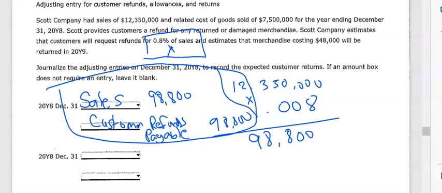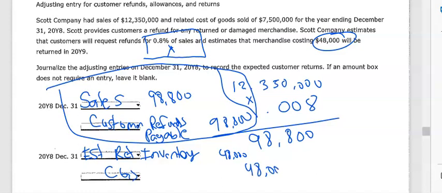So I'm going to have an estimated returns inventory, and they told me the amount is 48,000. So I'll debit 48,000. And then I need to also reduce the associated cost of goods sold. To reduce an expense is a credit. So I'll credit it for 48,000. So that's an adjusting journal entry that will estimate our sales returns. That'll be done just once a year.